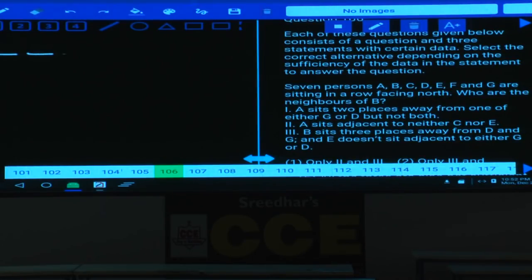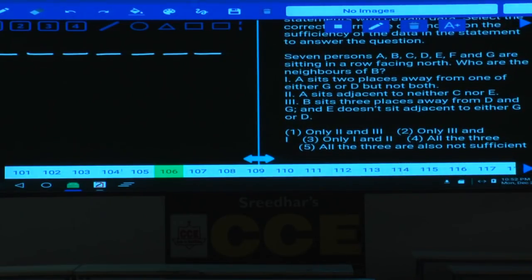How many persons are there? 3, 4, 5, 6, 7. 7 persons are there, and all these 7 persons are facing towards north. Then the conditions. Now condition number 1 is not there, only 2 and 3 we need to work with.